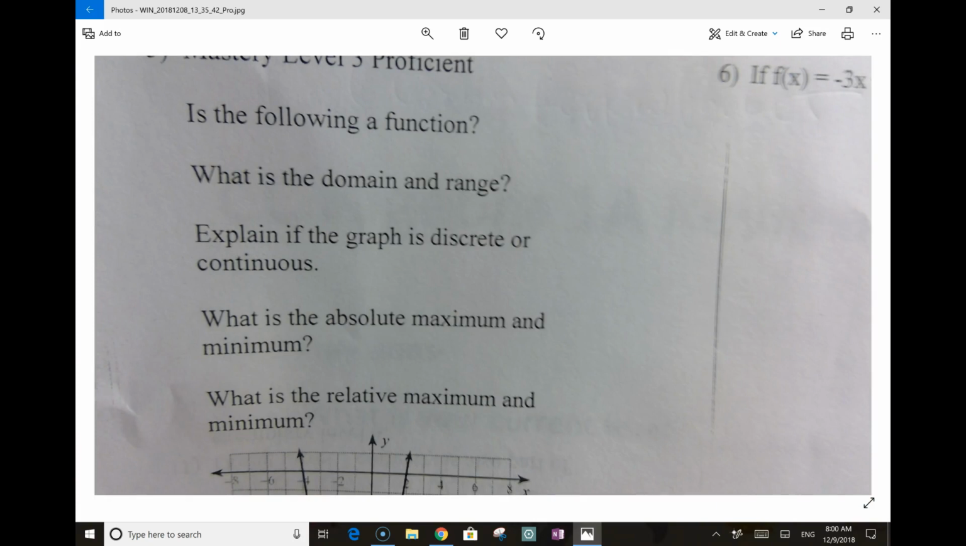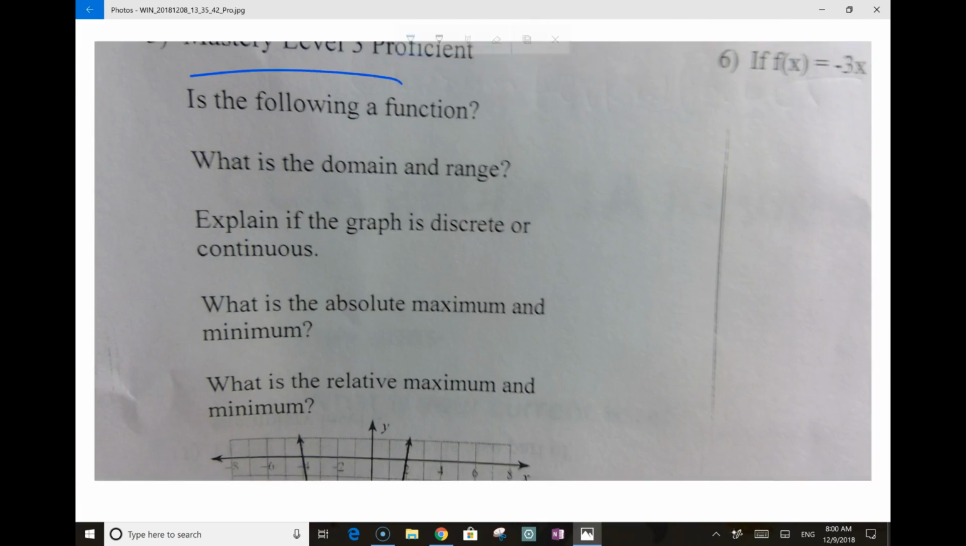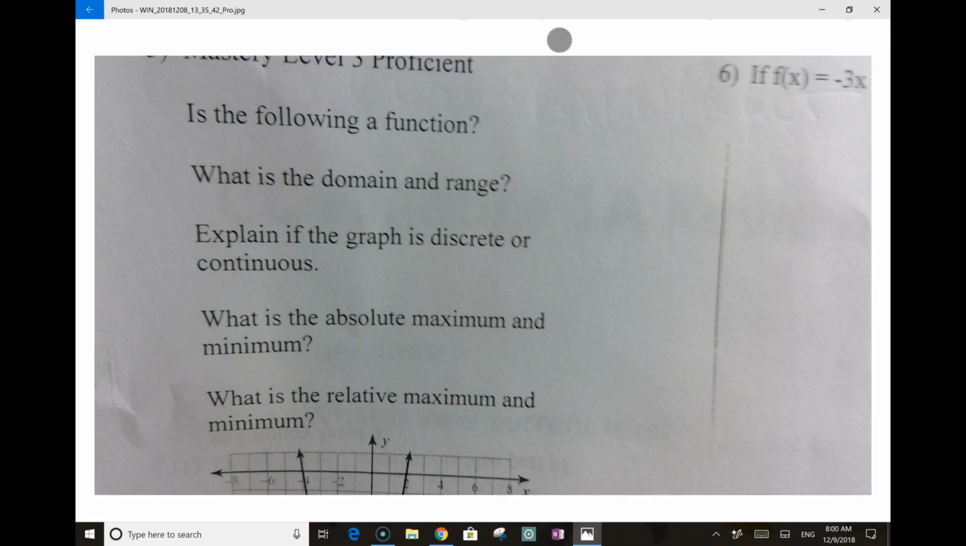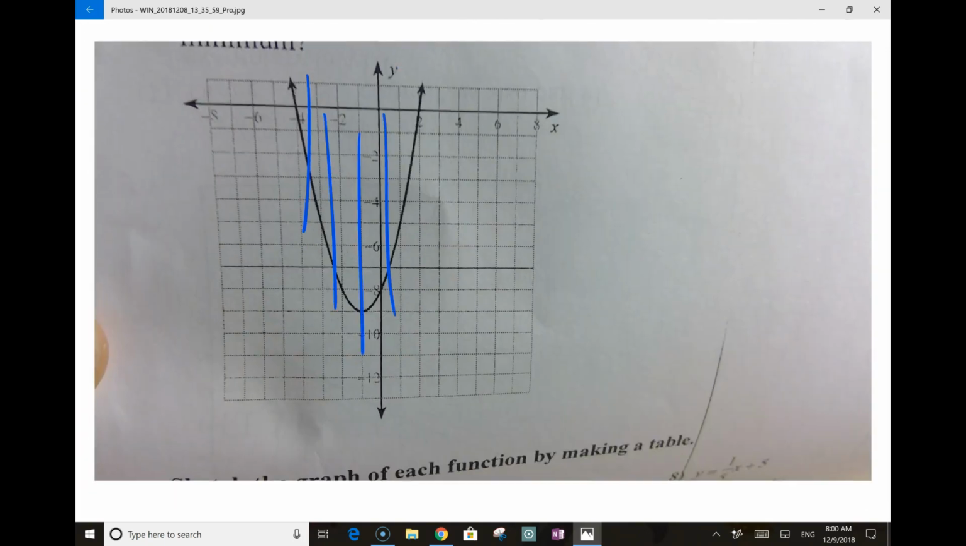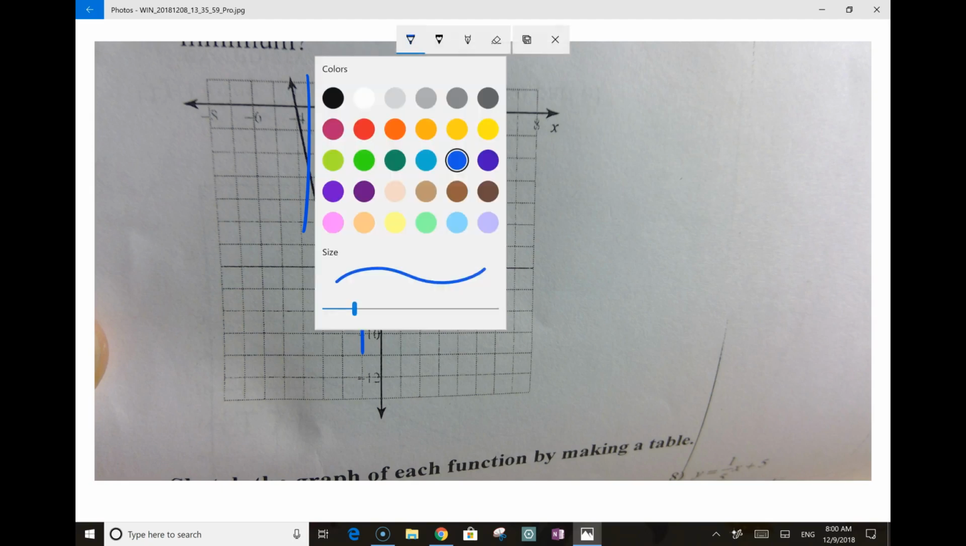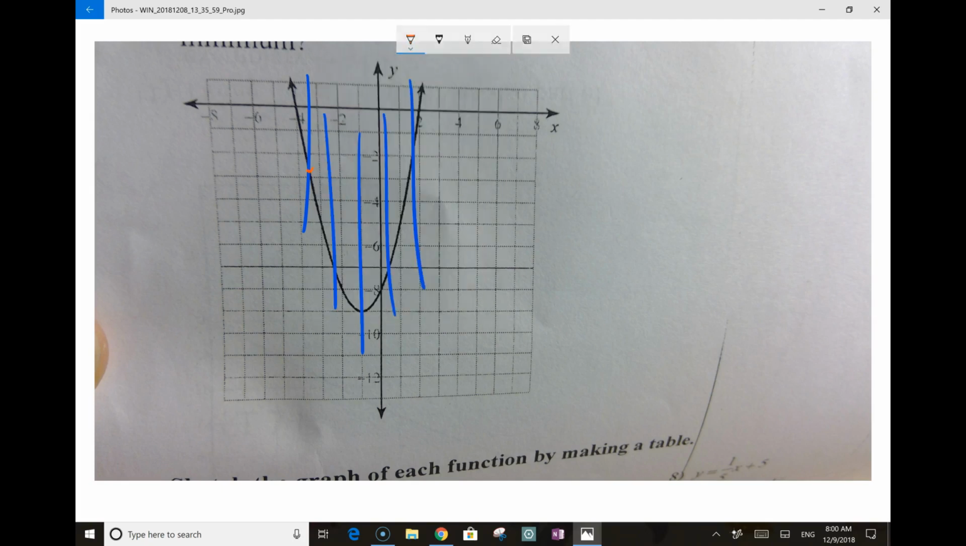So it's asking a similar question: is the following a function? We're going to go back to the graph and do our vertical line test. And you can see that, yes, indeed, at every intersection point, I have only one point. That means that this graph does meet the criteria for a function. It is a function.